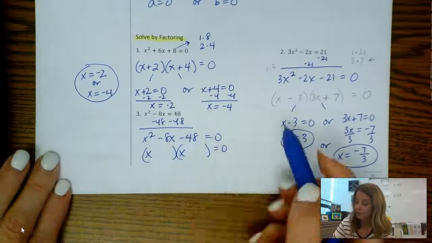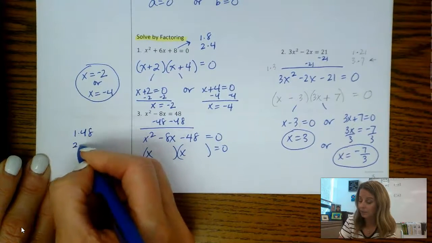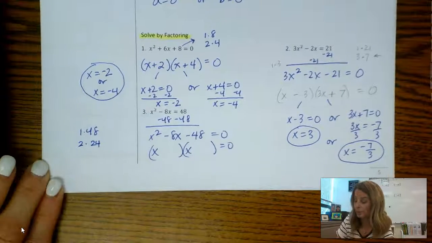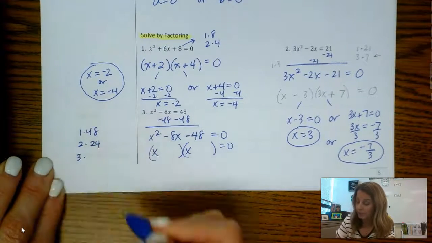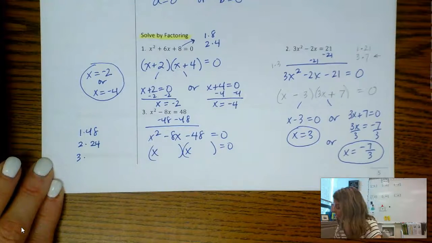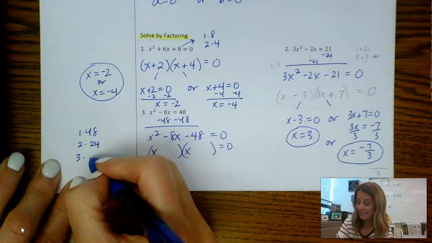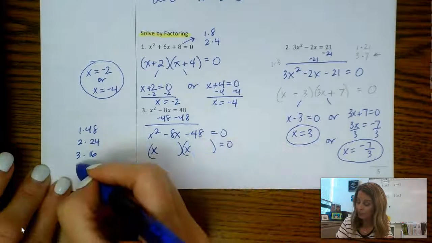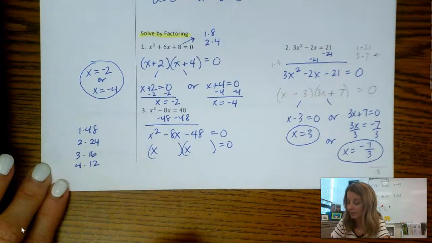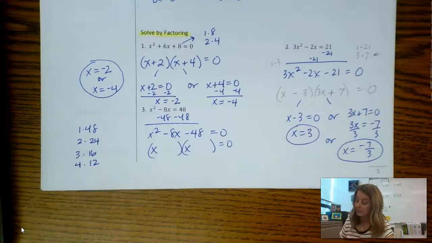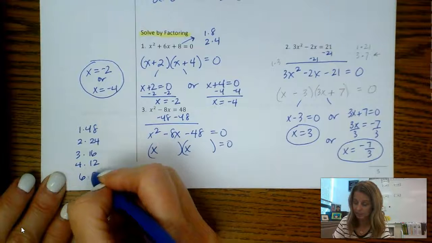So factors of 48, I'll go ahead and write them over here. I've got 1 and 48. I've got 2 and 24. 3, I think 3 goes into 48. What is that? 48 divided by 3 is 16. 4 does go into 48. 4 and 12. There's a lot here. 5 does not work. 6 will go into 48. Isn't that 8? Yes, 6 times 8.